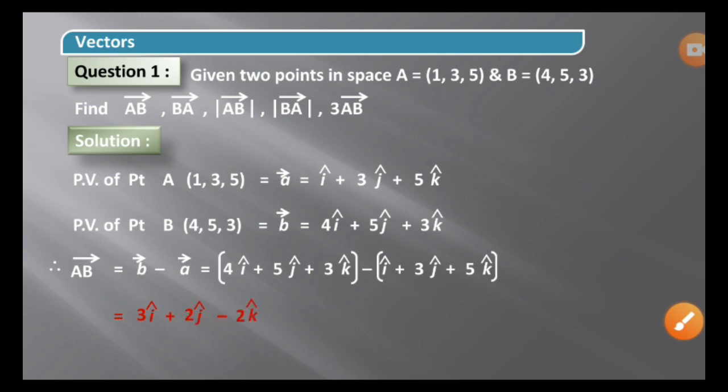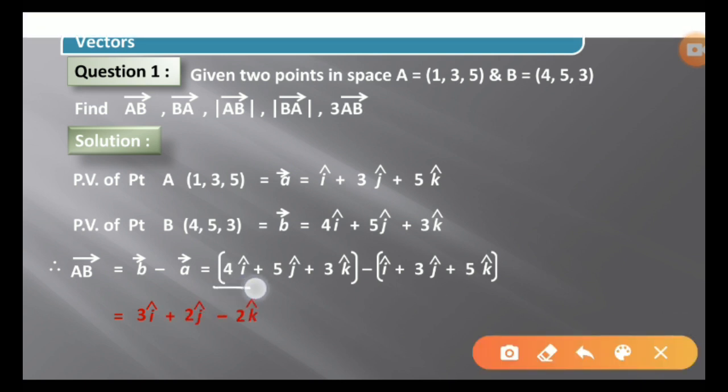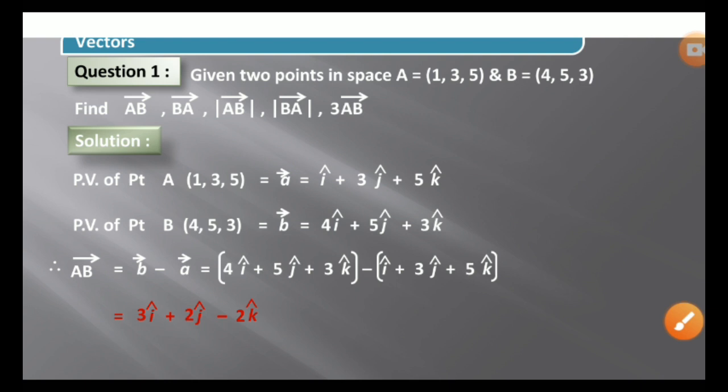On subtraction, we will get 4i minus i will be 3i, 5j minus 3j, because we have to multiply the minus sign to all the signs here, so that it becomes minus i minus 3j minus 5k. So we will have 4i minus i will be 3i, plus 5j minus 3j will be plus 2j, and plus 3k minus 5k will be minus 2k. So this is the vector AB.